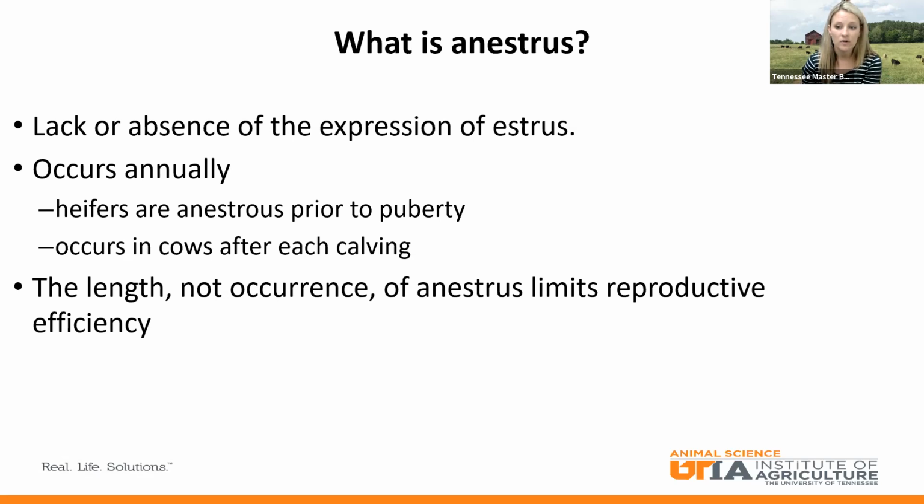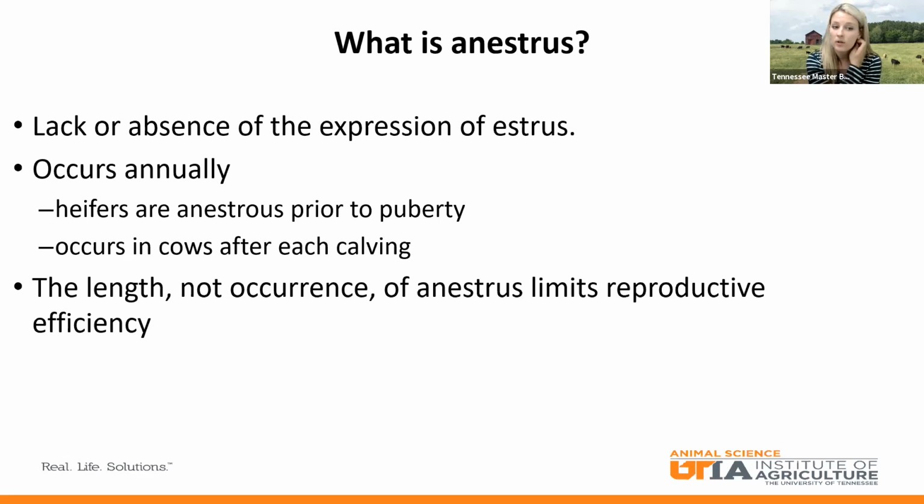And that's basically the lack of estrus or cyclicity in these cows or heifers. And this occurs in heifers before puberty. We call it pubertal anestrus. And in cows after calving, when they're going through a period of hormonal imbalance and what we call uterine involution, or time for that uterus to get back to the normal size that we saw.